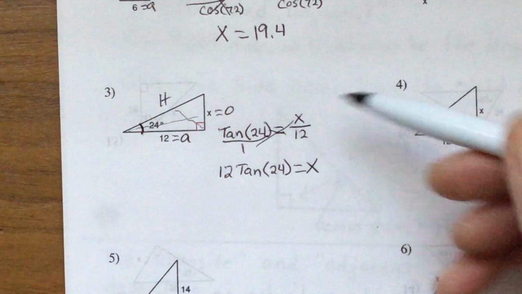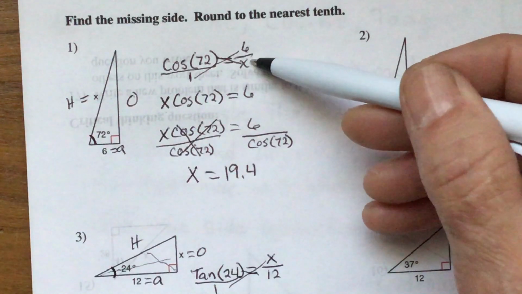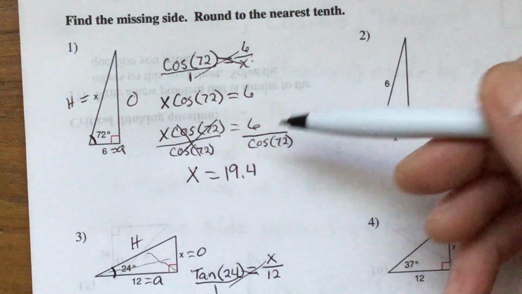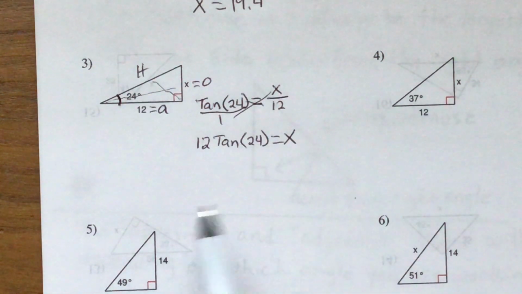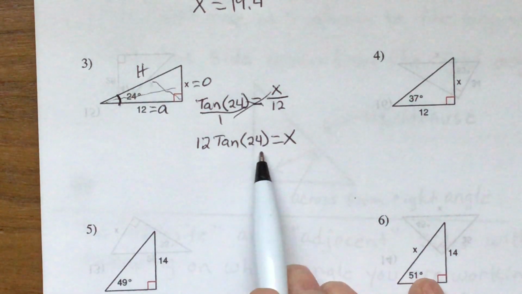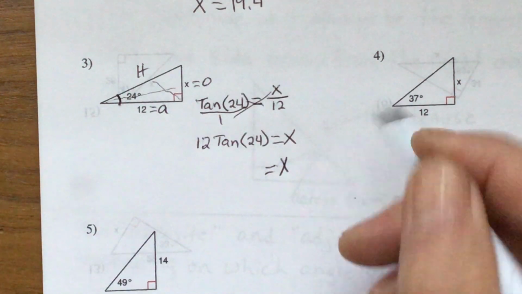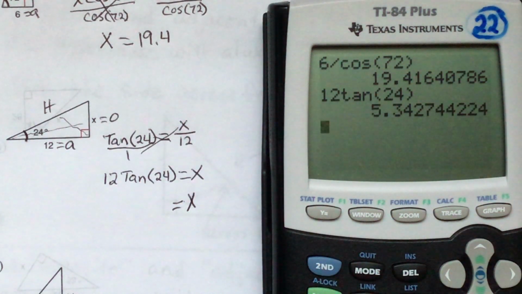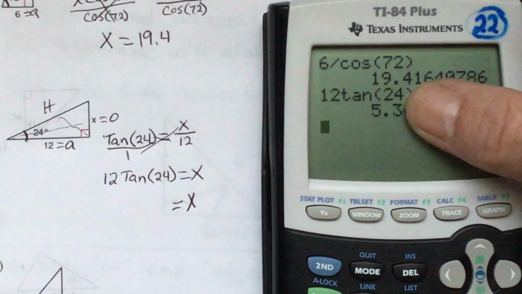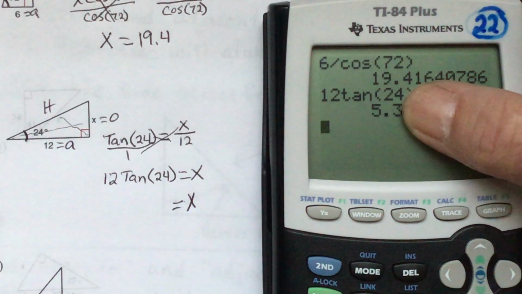When the x is on top, it makes this a simpler problem to solve. Here the x was on bottom, and we ended up having to do a division problem. When the x is on top, after you cross multiply, it looks like this. So now all you have to do is type this in your calculator, and boom, you have your answer. So x equals 12 tangent 24, 5.3. See that 4 isn't at least 5, so it's just 5.3.